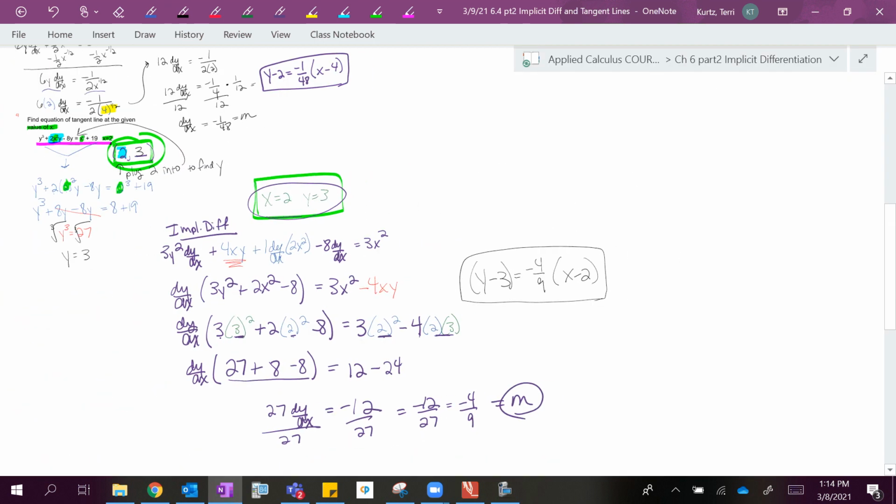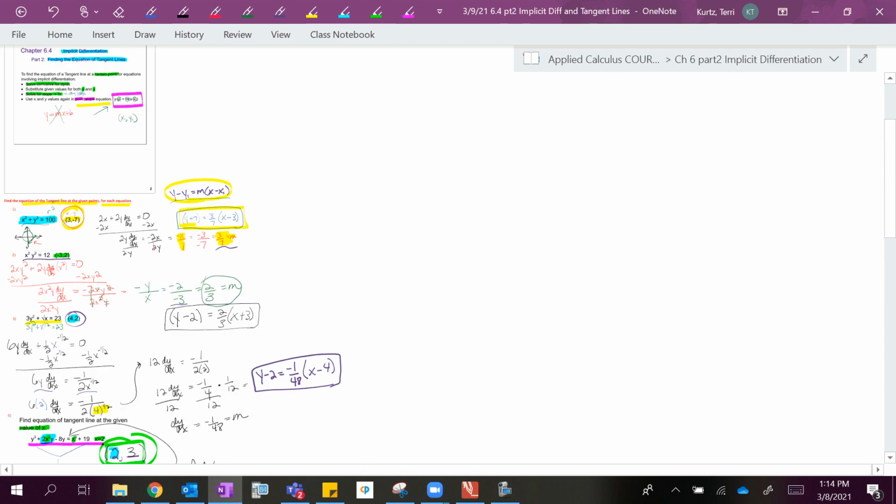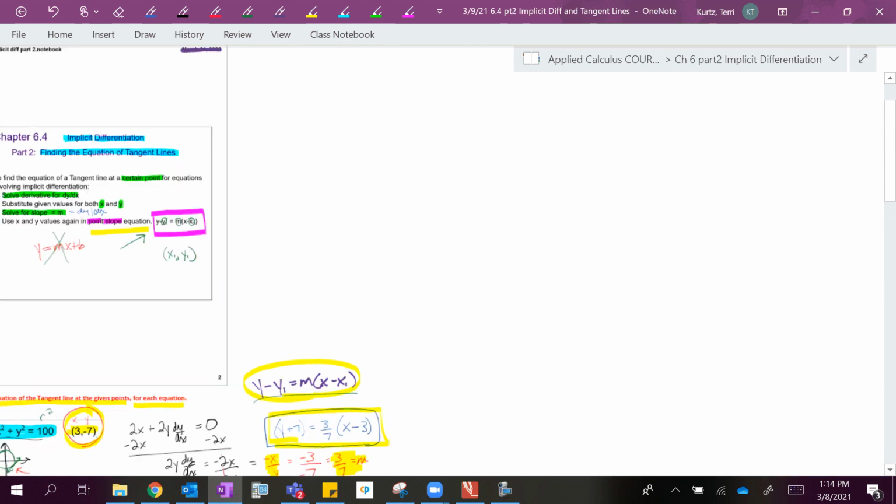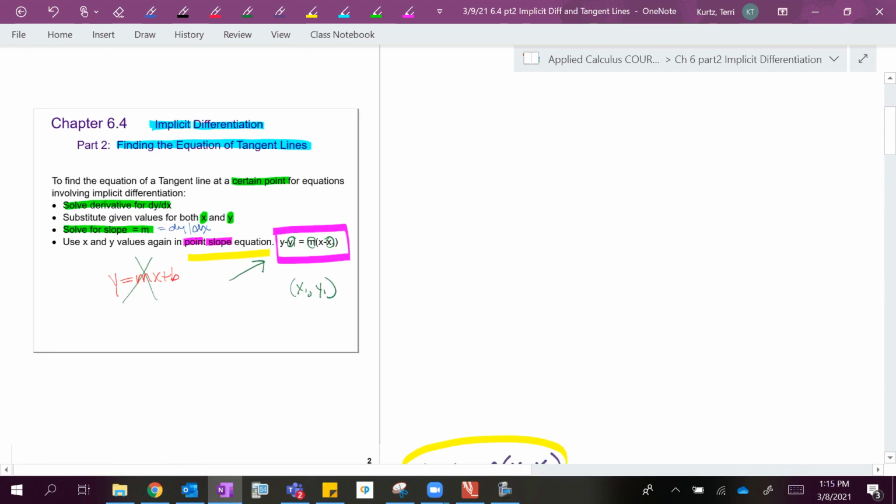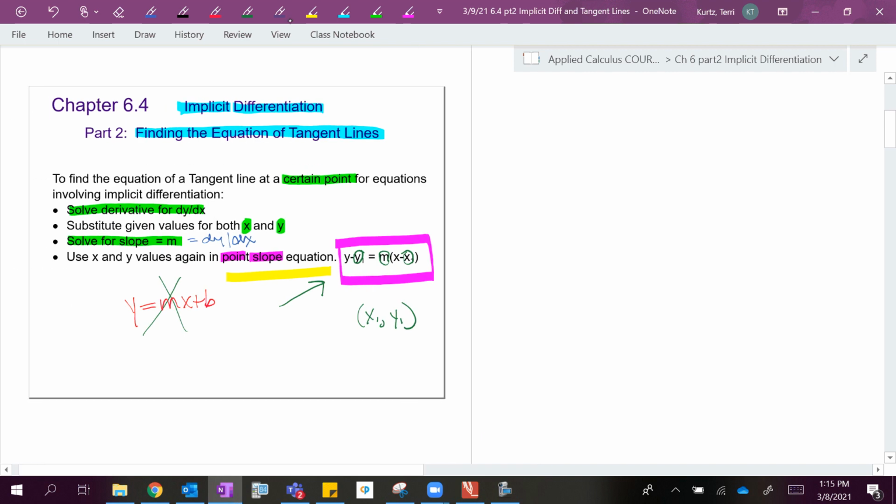So again, all we're doing here is taking the derivative using implicit differentiation, just like we have been doing. And then at some point, again, you can kind of choose your point. Just be careful to be aware of where you are in the problem. You substitute your x and your y values into your derivative, solve for dy/dx, which will be a value that represents your slope, and then plug it into your point slope formula, again, along with x and y.